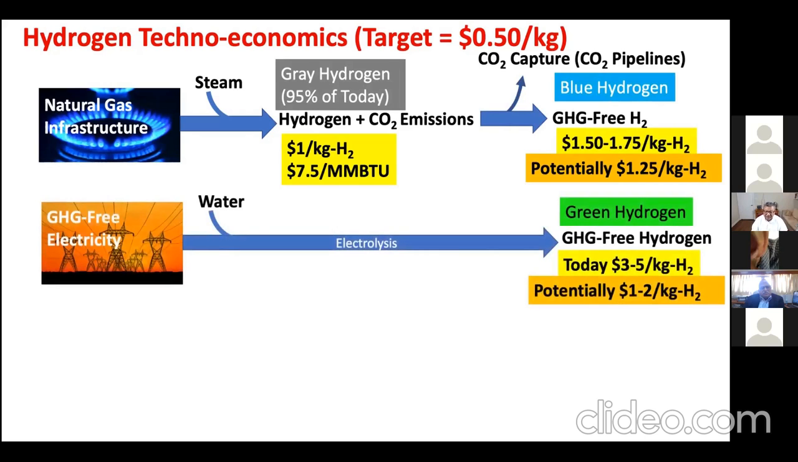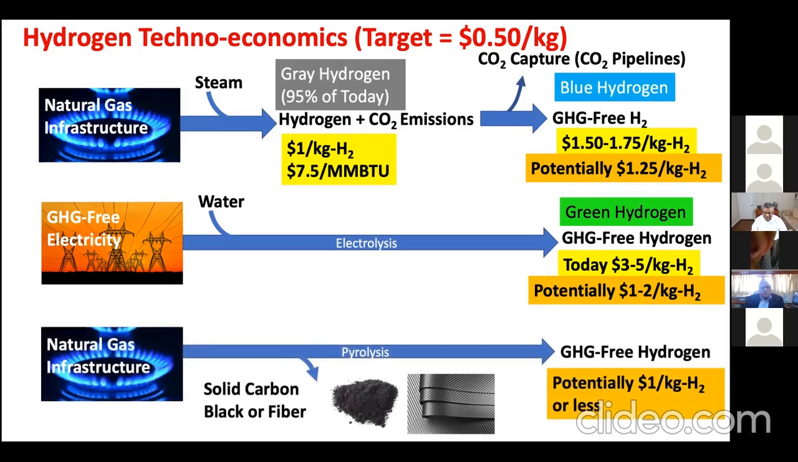A lot of people are excited about electrolysis. Today, you can take carbon-free electricity, you can make hydrogen, you can do this experiment in a lab. But if you really want to do this at scale, today it's about 3 to 5 times what you can get from natural gas. Potentially you can get it to about $1 to $2 a kilogram, but not lower. There's also taking natural gas and pyrolyzing it. And the question is, can we get it down below $1 a kilogram? This is going to be a very important topic, and we really don't have a solution for this.